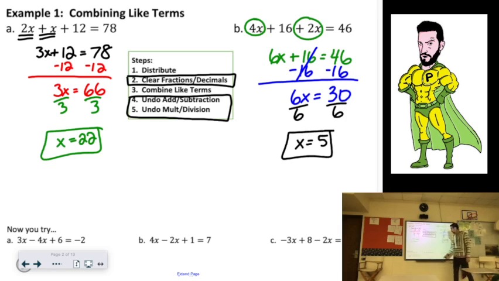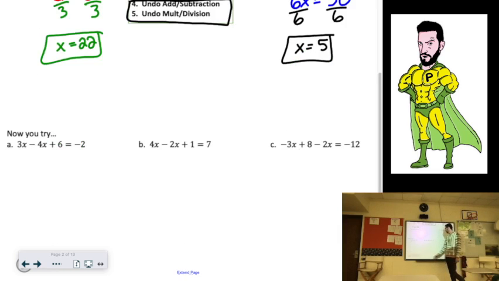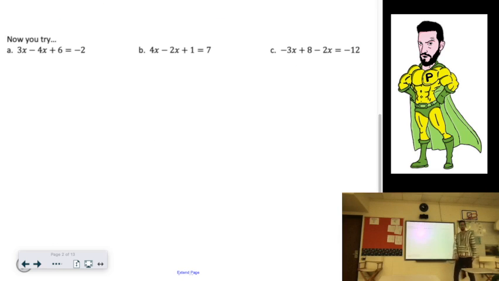So I have 3 problems here that I'd like you to try out. So go ahead and pause here, and I'm going to go over these pretty quickly now so that you can check them when you're done. So try them out.